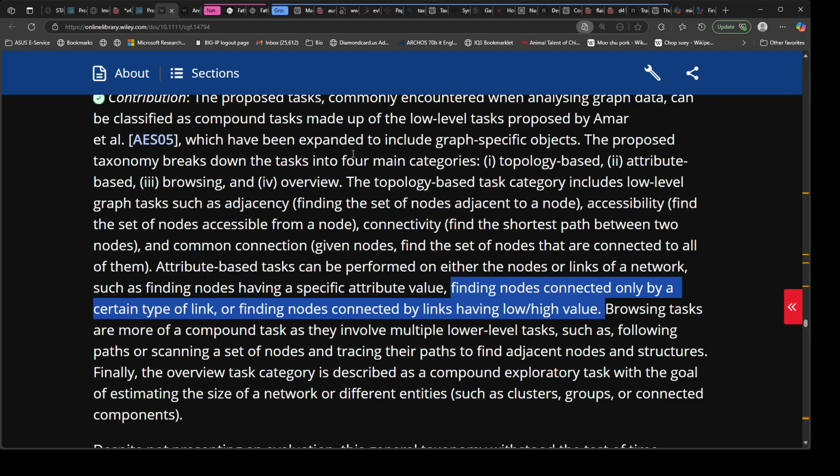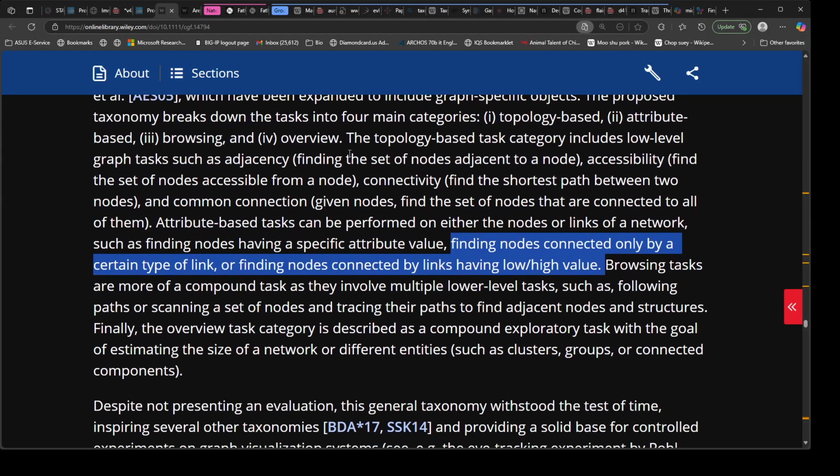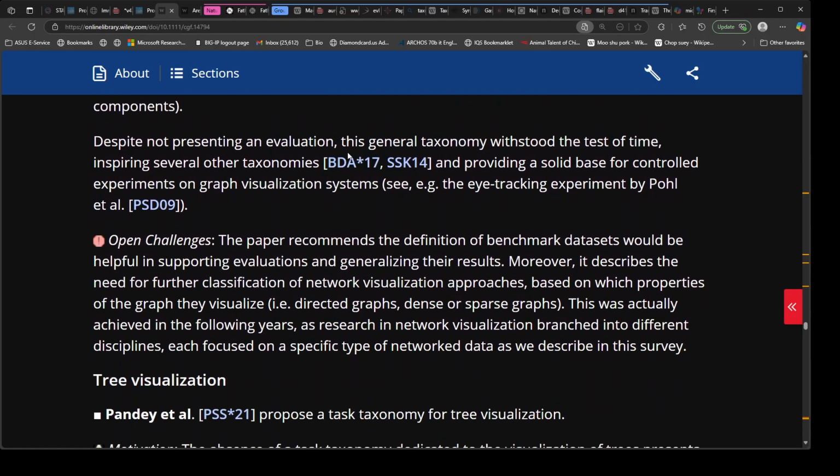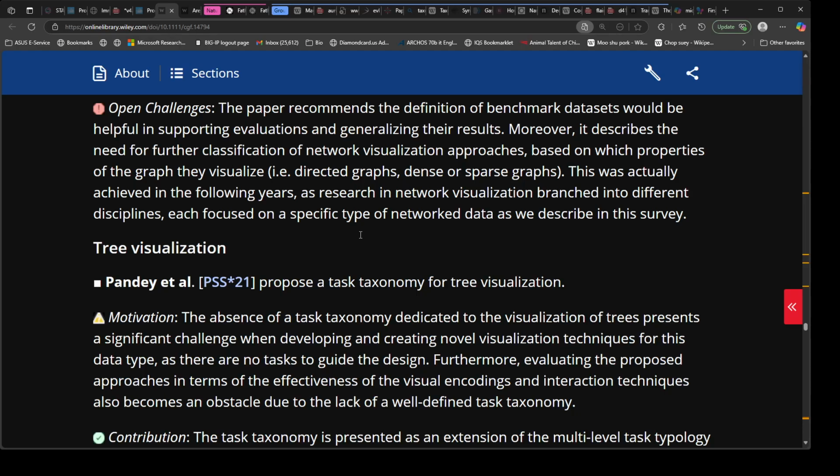Despite not presenting an evaluation, this general taxonomy withstood the test of time, inspiring several other taxonomies, [BDA17, SSK14], and providing a solid base for controlled experiments on graph visualization systems. See, for example, the eye tracking experiment by Pohl et al., [PSD09].